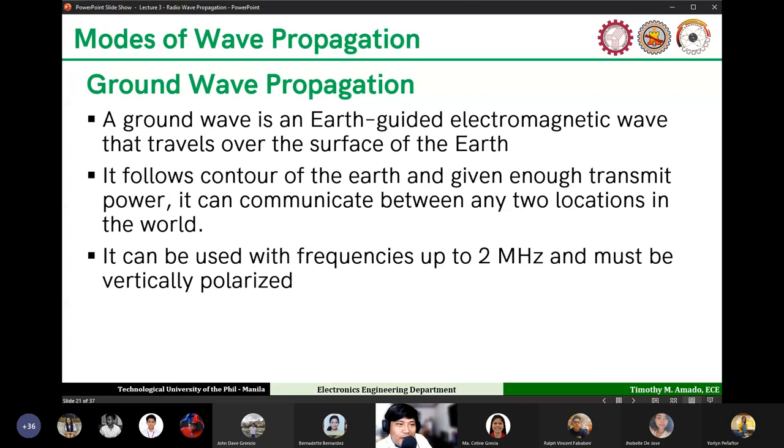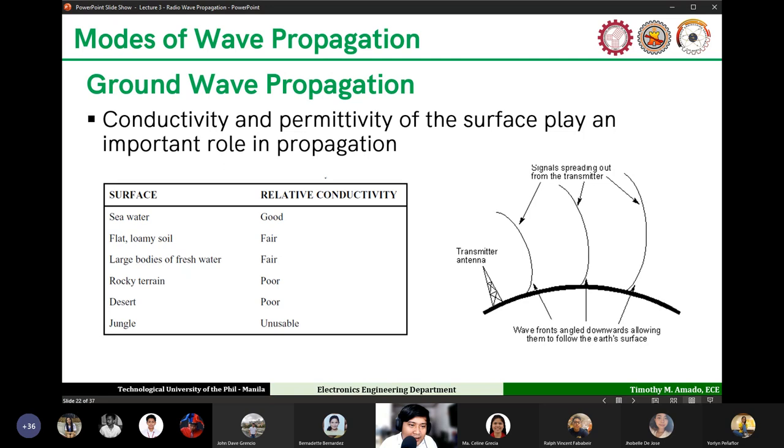Nagets ba? Okay. It's still wireless, guys. Pero yung contour ng Earth, yung sinusundan niya. Okay? So, ano pa yung additional info natin? The maximum frequency that we can use in this application is 2 MHz. And vertically polarized yung antenna and the signal as well. Okay? So, yung mga nandito guys, you just read them. Self-explanatory na yan.